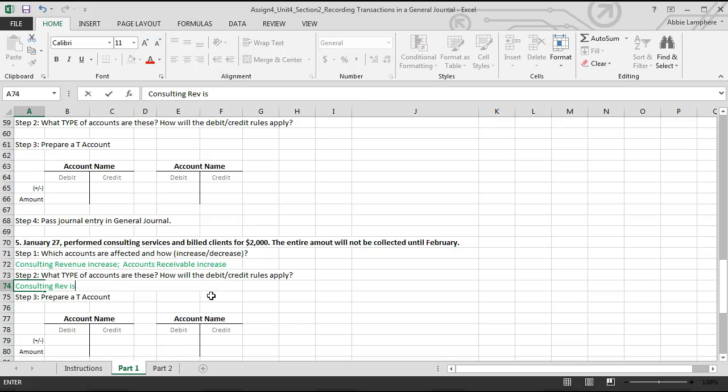Consulting revenue is a revenue account and, as we said, it increases on the credit side, so we're going to credit this account. We're increasing the revenue coming in. Accounts receivable is an asset and will also increase, but we're going to increase this account on the debit side.